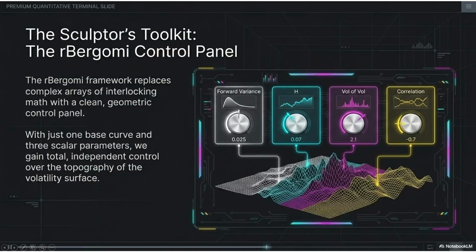Now let's explore the toolkit, the rough Bergomi panels or parameters. The framework replaces complex arrays of interlocking math with a clean geometric control panel. With just one base curve and 3 scalar parameters, the H, the volatility of volatility, and the correlation, we gain total independent control over the topography of the volatility surface.